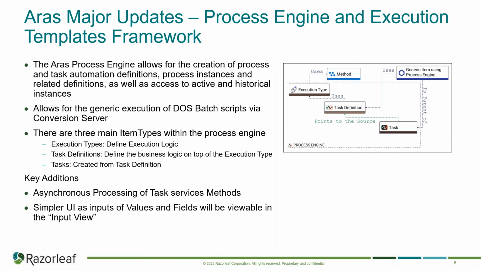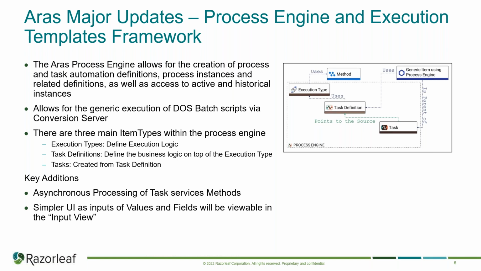So for those of you that don't know, the Aras process engine will allow users to create process and task automation definitions, process instances and related definitions as well, and also access active and historical instances. But the key thing here is also it'll allow for the generic execution of DOS batch scripts via the conversion server, allowing you to automate simple tasks within your Aras Innovator database.